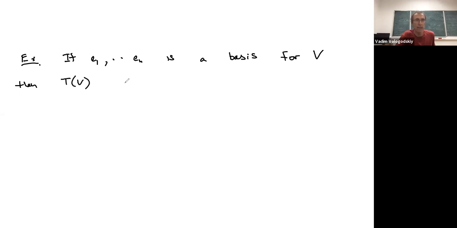So an example: if e1, say en, is a basis for V, then T of V can be identified with the algebra of non-commutative polynomials in these variables. It is a free algebra on the e_i. That means that, as in the definition of a free group, you consider all possible products of these elements and combinations of the products, and you do not impose the commutativity constraint that e1 tensor e2 is equal to e2 tensor e1.